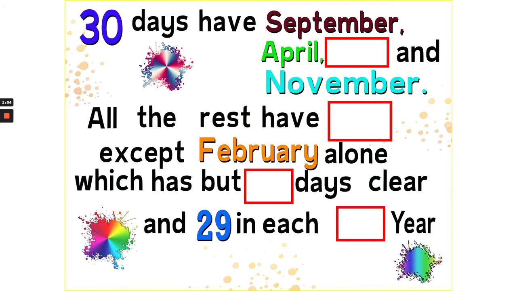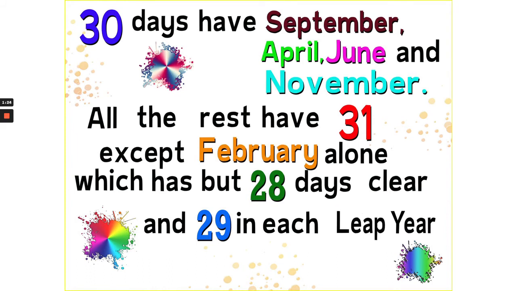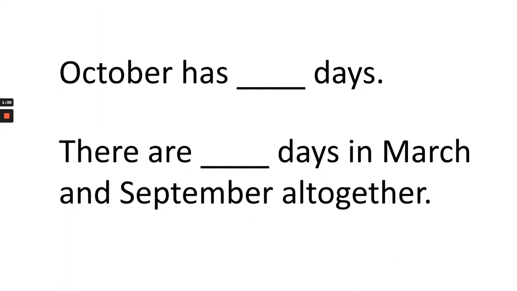All right, let's see how you got on. 30 days have September, April, June, and November. All the rest have 31, except February alone, which has but 28 days clear and 29 in each leap year. Well done if you got those. Now remember these facts because we're going to need them to answer these two questions.